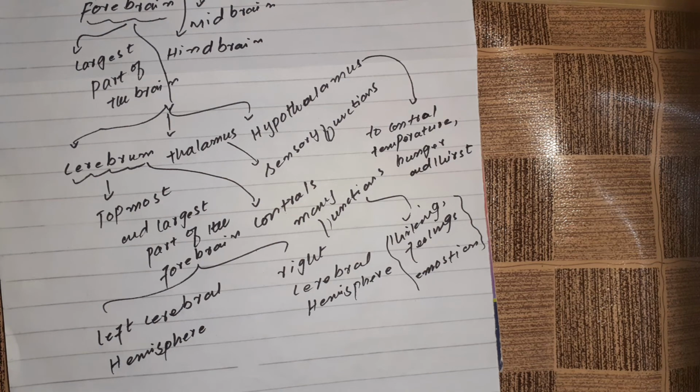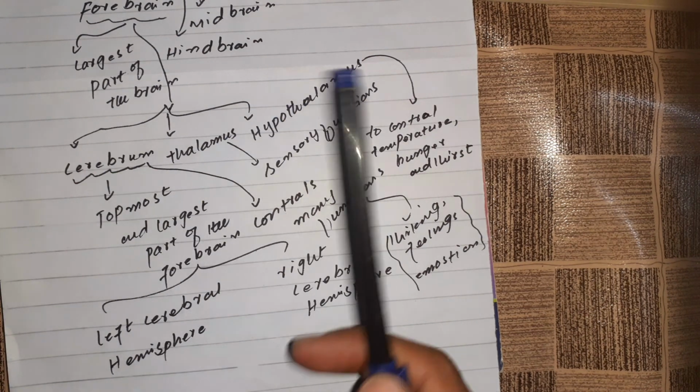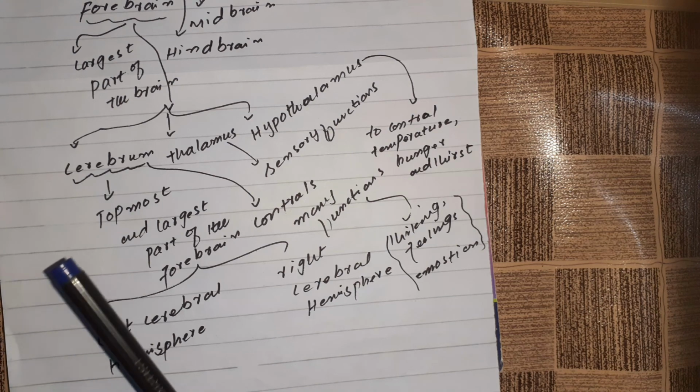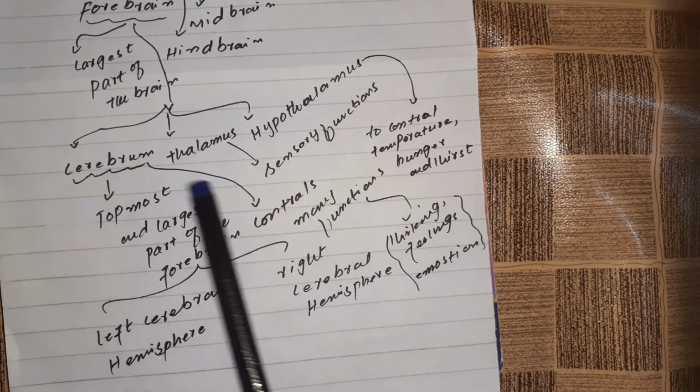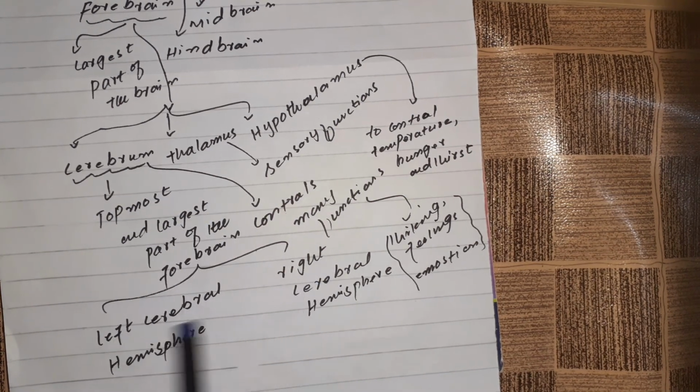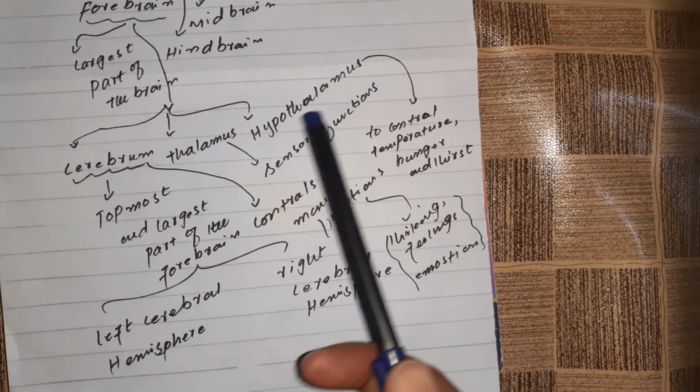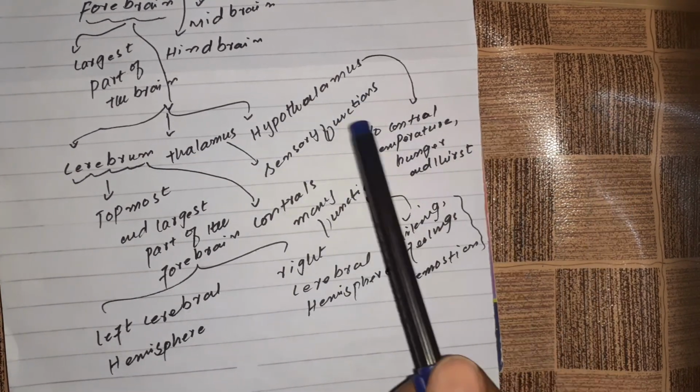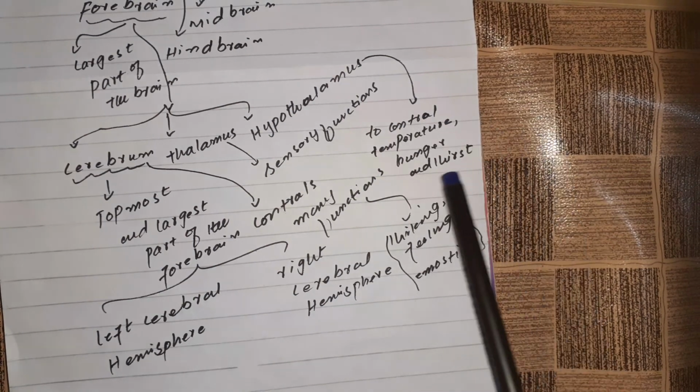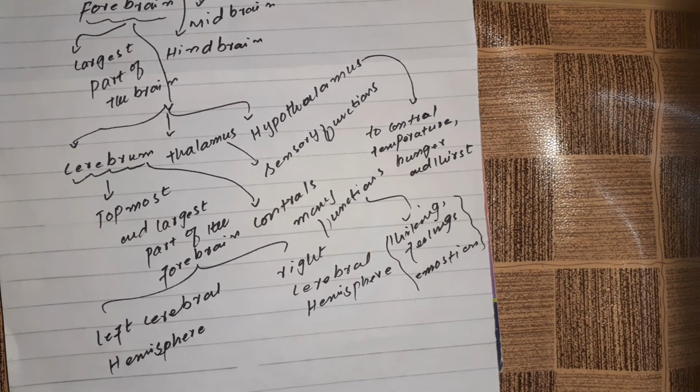So this is all about the forebrain. We have discussed the parts of the forebrain: cerebrum, thalamus, hypothalamus. The cerebrum has two main parts: left cerebral hemisphere and right cerebral hemisphere. We have also discussed the thalamus and hypothalamus. The thalamus controls many sensory functions. The hypothalamus controls temperature, hunger and thirst. Clear? This is all about the forebrain. Thank you so much.